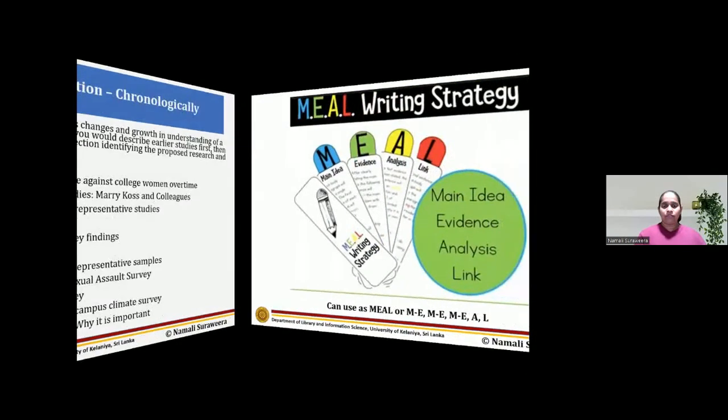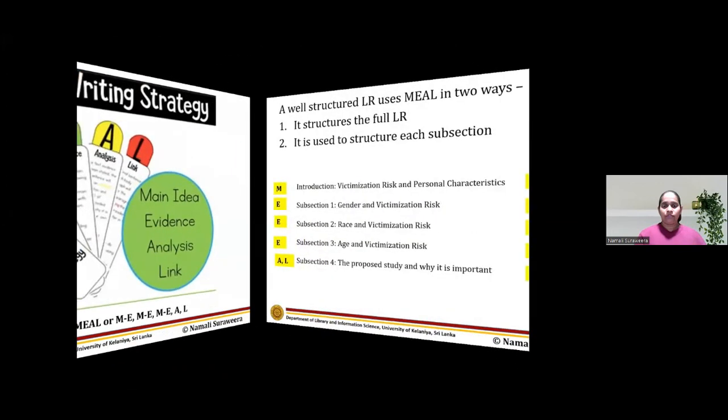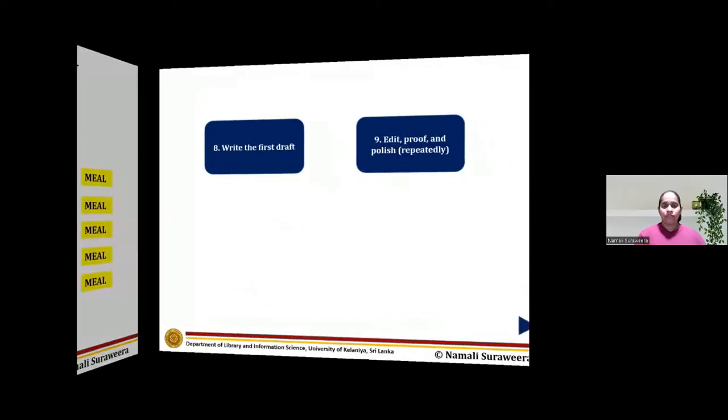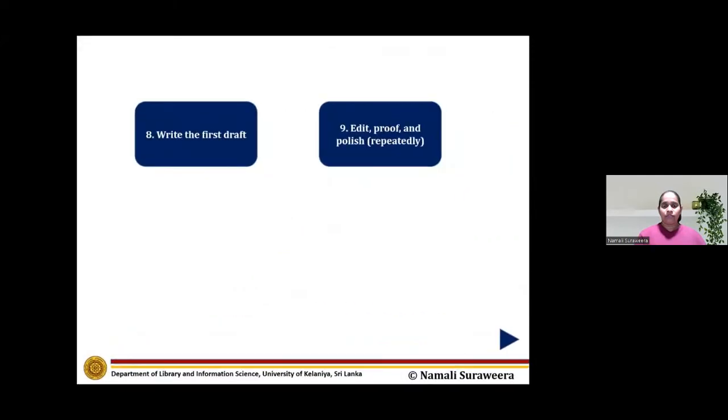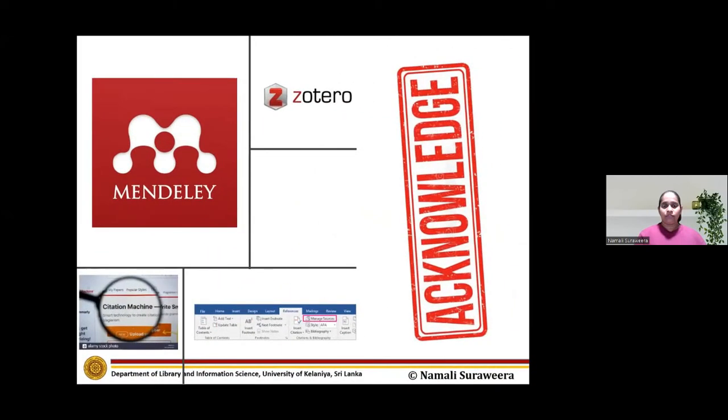And again, the writing strategy. It would be really nice to have a main idea, evidence, and to show the analysis, and also link it with your research: why it is really important, where the gap is, and why it is important for my study and so on. Okay, and the final stage will be to finalize the first draft and then edit and proofread the final draft. So it's really about the literature review process.